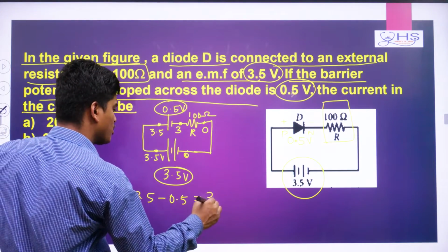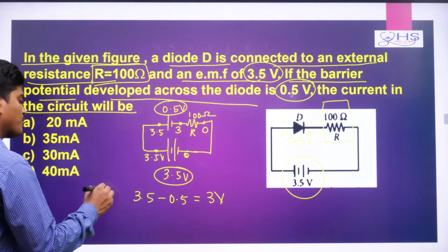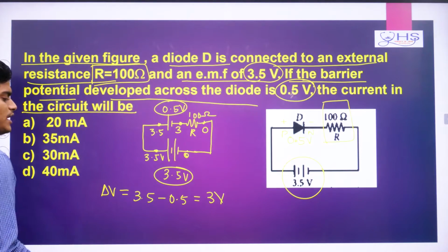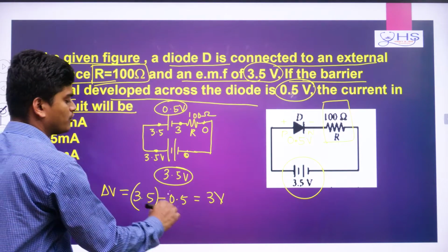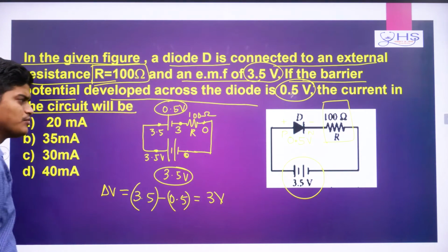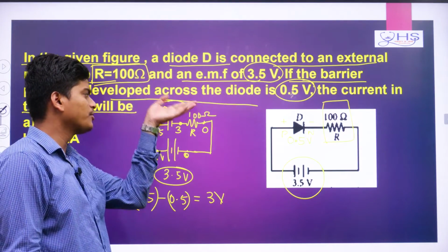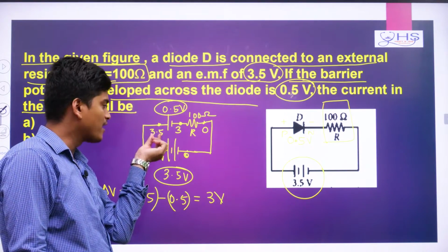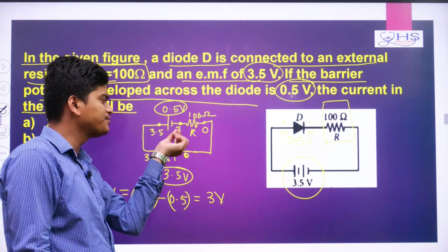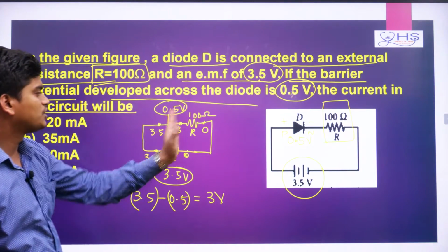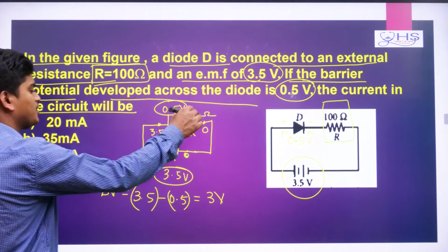So total potential will come how much? Across R, the total potential difference is nothing but 3 volt. Okay, 3.5 minus 0.5. Otherwise, you can understand here 0.5 is dropped. Here it is a higher potential 3.5, 0.5 dropped means it will become 3. Okay, so 3 and 0, so that's why the potential is 3 volt.